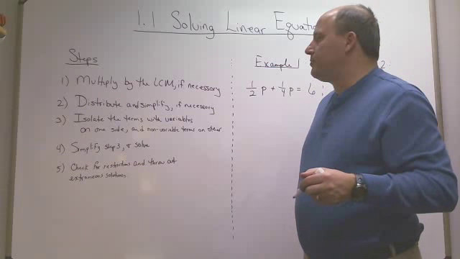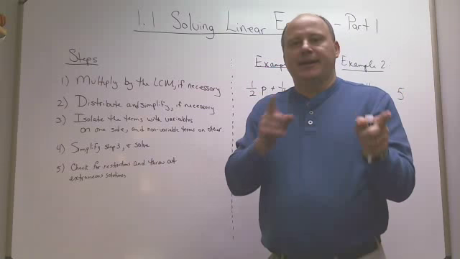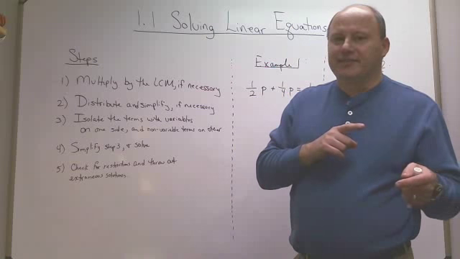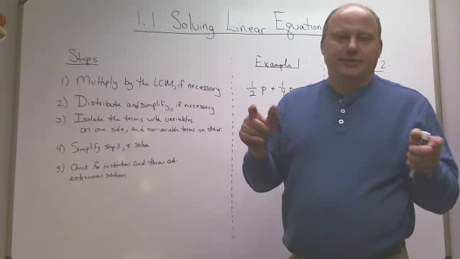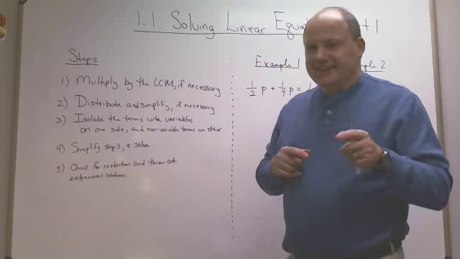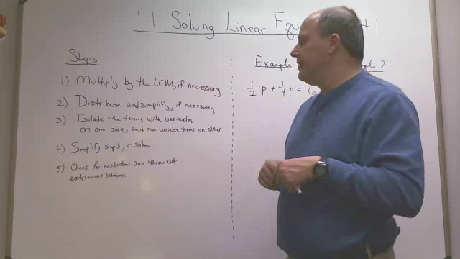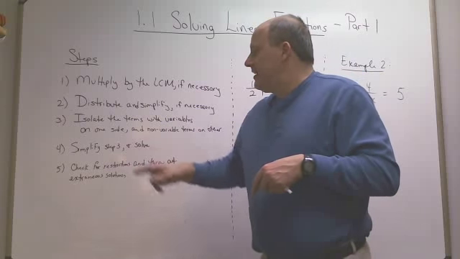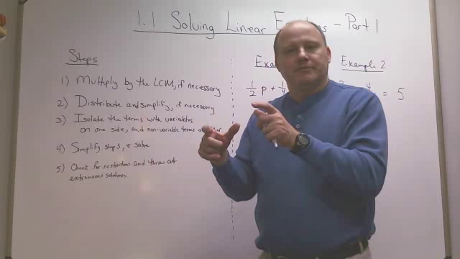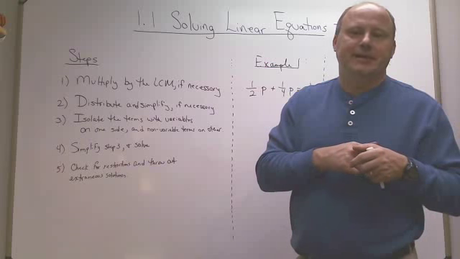Isolate the terms with variables on one side and non-variable terms on the other side. So basically, it's a game of musical chairs. You put terms that have variables on one side of the equation, usually the left, and the terms that don't have variables in them on the other side. And that's usually the right side. But it's not necessary to do it that way, because you can put the variable on the right if you prefer to do that. Simplify step 3 and solve. So after you put the variable terms on one side, you can combine them and put the non-variable terms on the other side and combine those. Just combining numbers though.